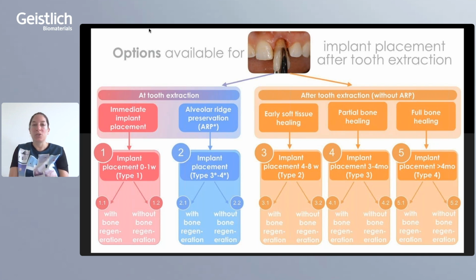an alveolar ridge preservation, ARP, and then go for a type 3 or type 4 implant placement, again with or without bone augmentation procedures. What you could also do, you could not do a ridge preservation procedure and go for type 2, 3 or 4 implant placement. So you could either wait for soft tissue healing, partial bone healing, or full hard tissue healing.